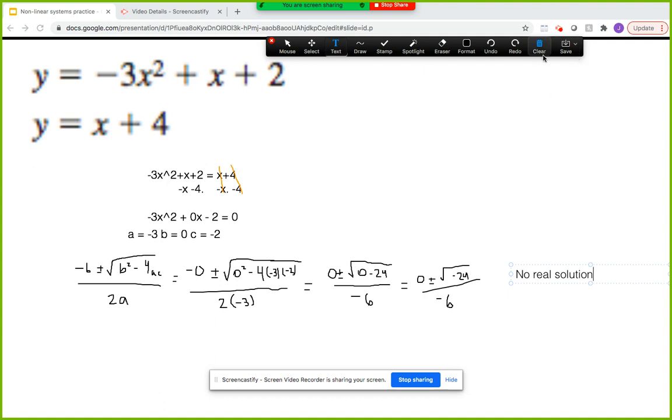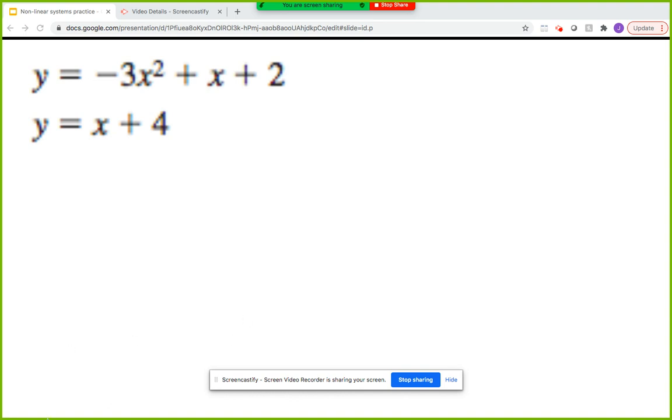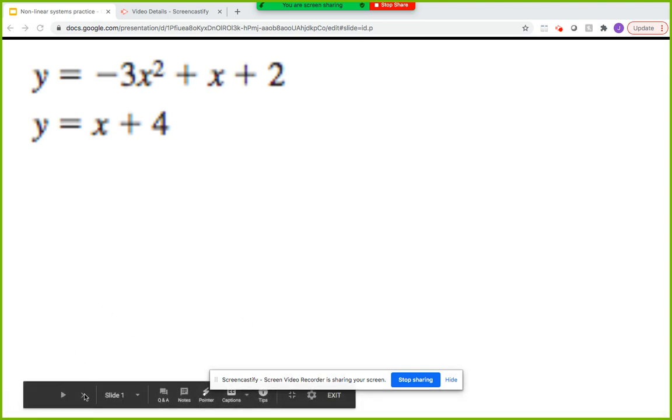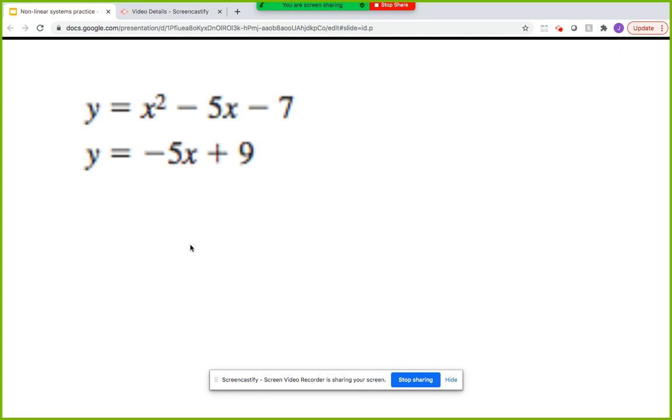I'm going to go ahead and clear out the work, and go ahead and try this problem on your own and state your solution or solutions on the Edpuzzle.